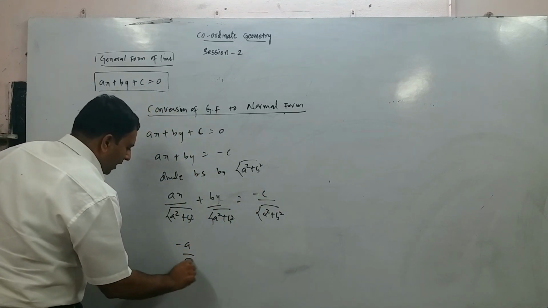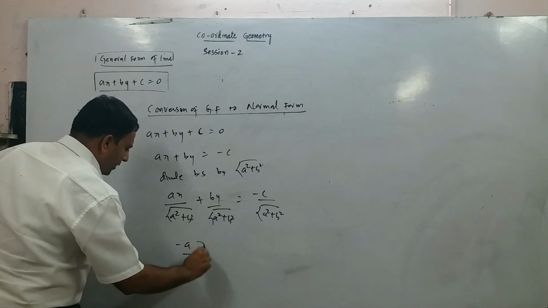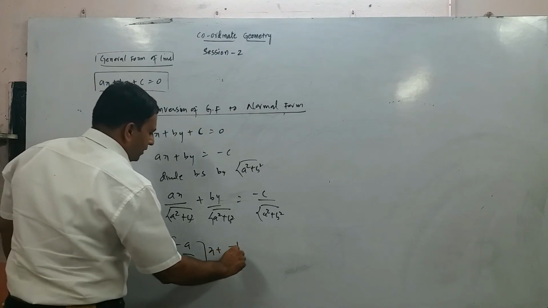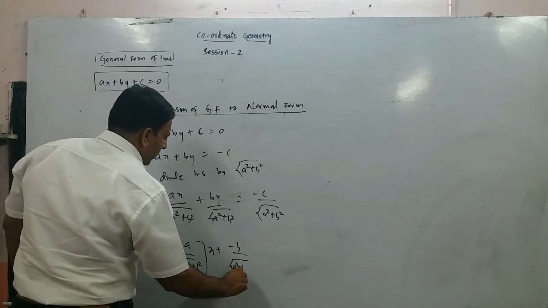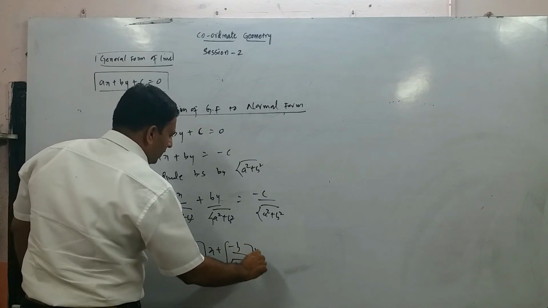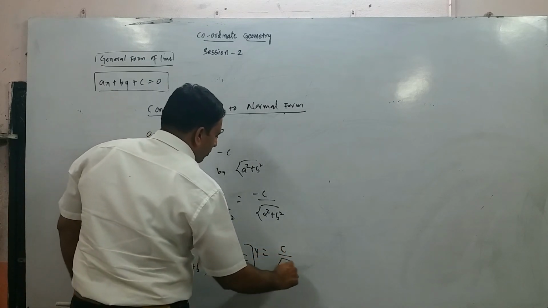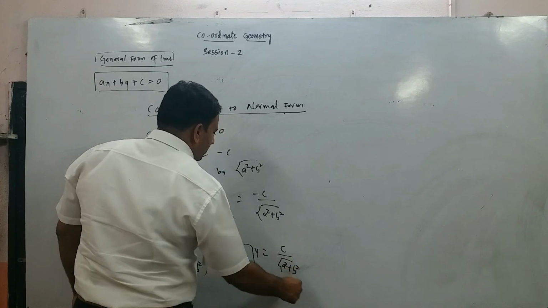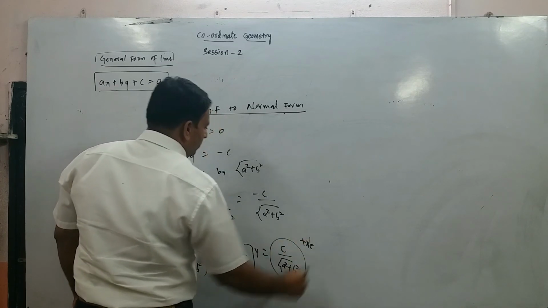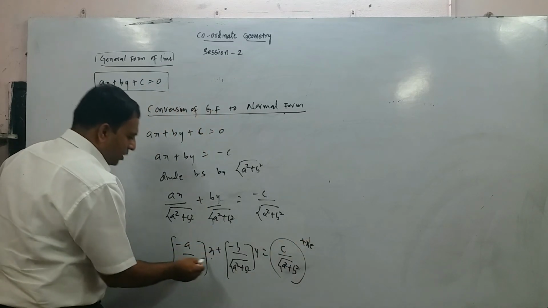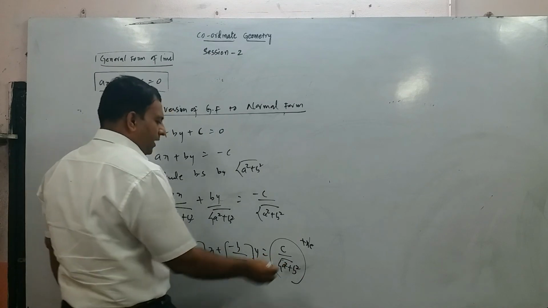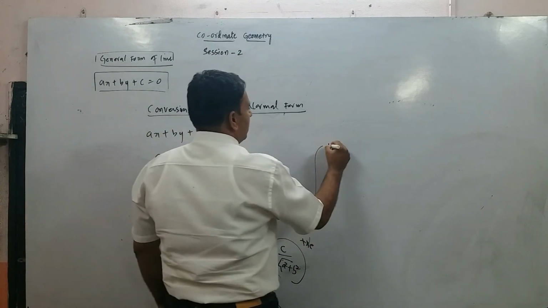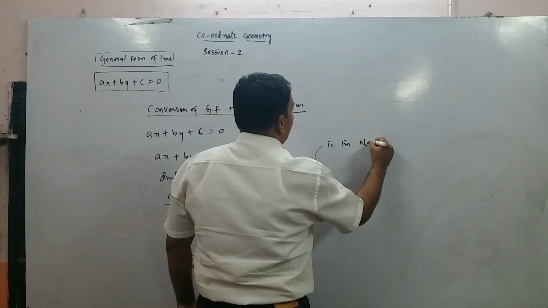Minus a by under root of a square plus b square times x, minus b by under root of a square plus b square times y is equal to c by under root of a square plus b square. Remember, this should always be positive, right? So this is x cos alpha plus y sin alpha is equal to p. I will say this is the normal form.